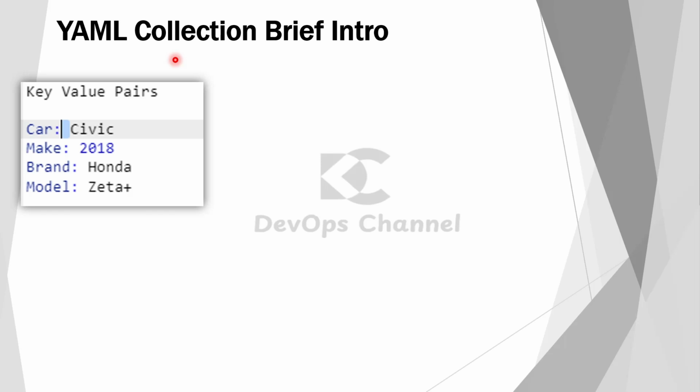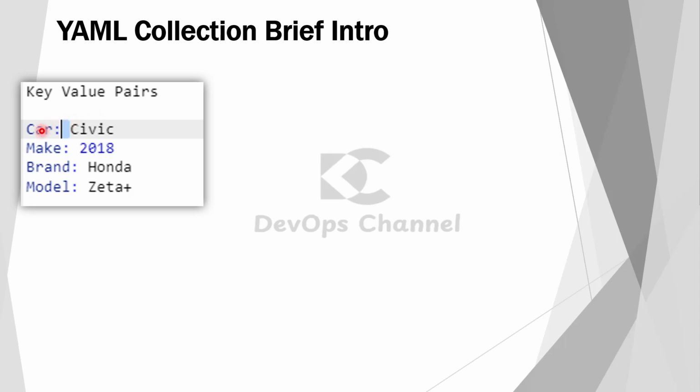If you are aware of the configuration file and how you are going to make it, you need to know where the mapping, dictionary, list or key value pairs are going to be used. Here is an example of key value pairs, which is also called mapping. We have a key called car, then a colon, and there should be a space after it. If there is no space, it will throw a parser error, and YAML cannot parse it.